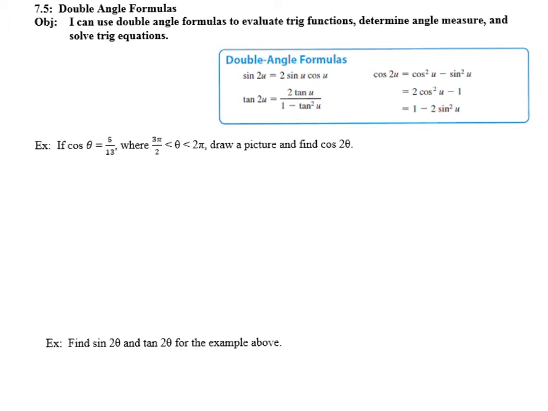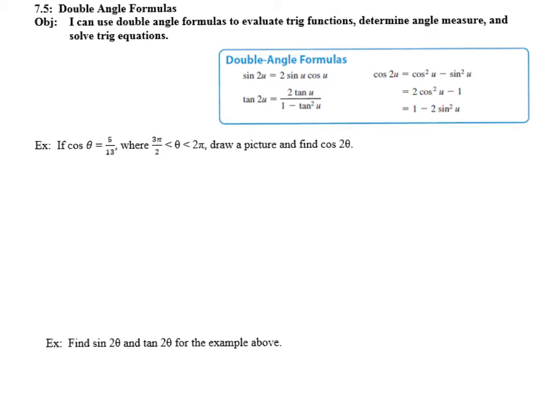All right, here's 7.5. 7.5, double angle formulas. Again, kind of a similar theme to sum and difference formulas. We've got a list of really 3 of them. Cosine's kind of funky with its double angle formula, that it has 3 different forms. For any given application of it, you would typically just pick one of them.